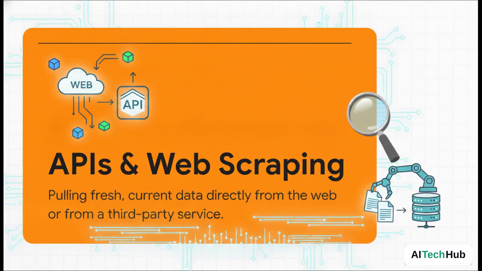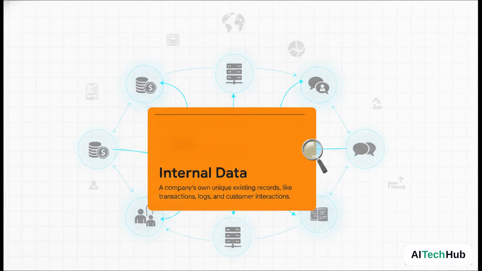Next up, APIs and web scraping. This is all about pulling fresh, current data directly from the web or from a third-party service. You'll need this toolkit when you're looking for something highly current or super specific. Like, say you're scraping financial news feeds for real-time sentiment analysis, that's a situation where existing public datasets are just going to fall short.